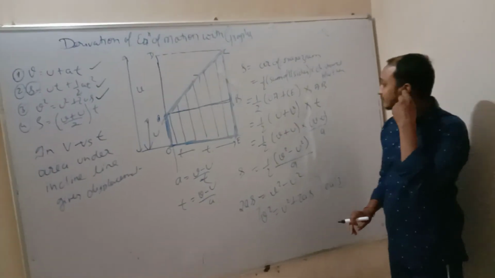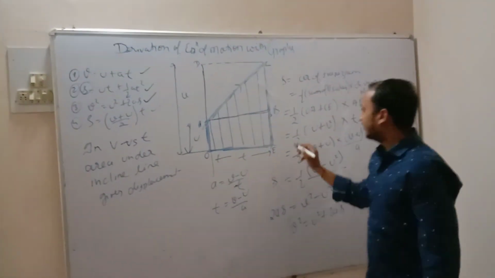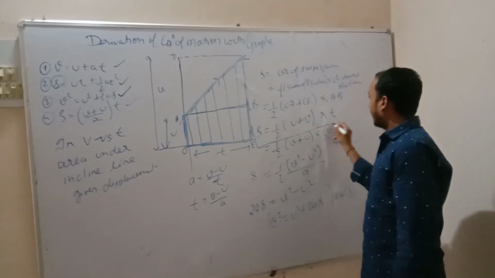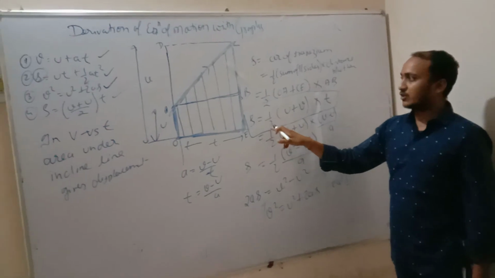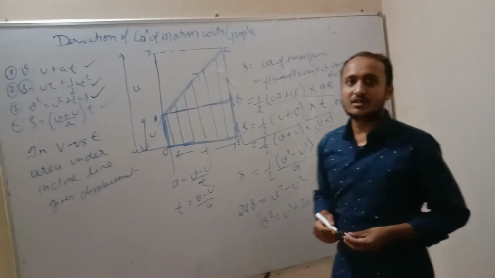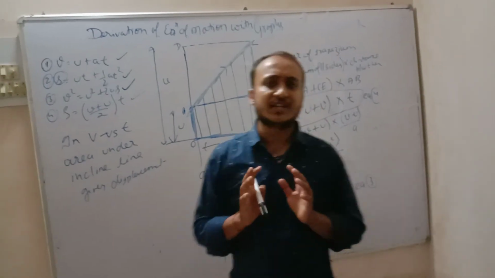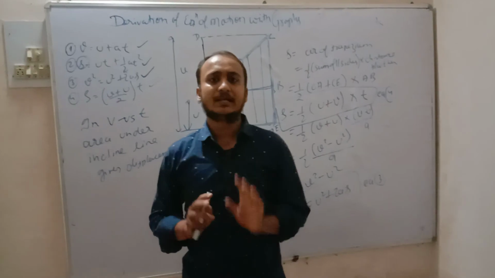Now friends, the fourth equation: S equals V plus U by 2 into T. So friend, this is the fourth equation, equation number 4. This derivation is very important. You have to practice it. From these, one will definitely come in the exam.